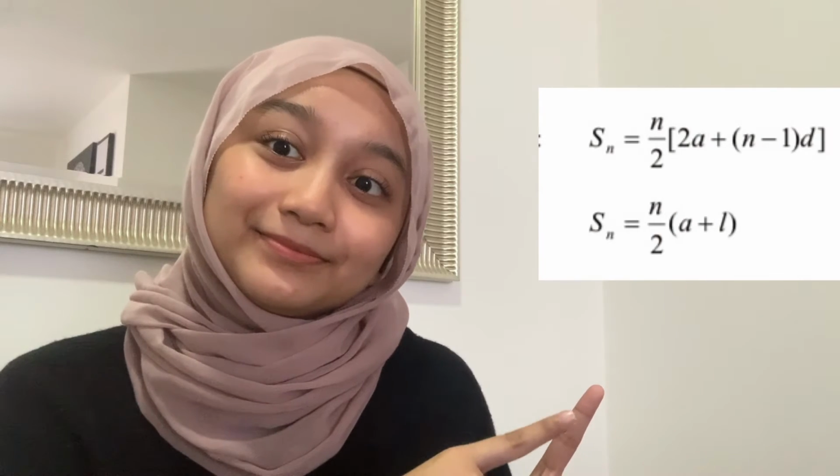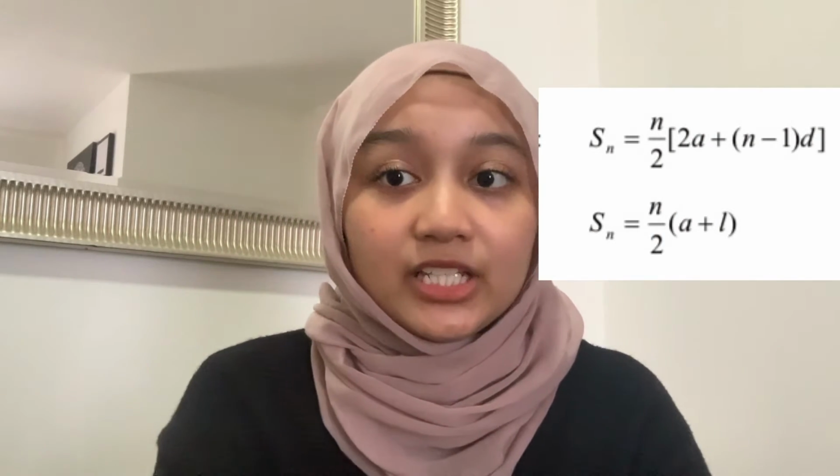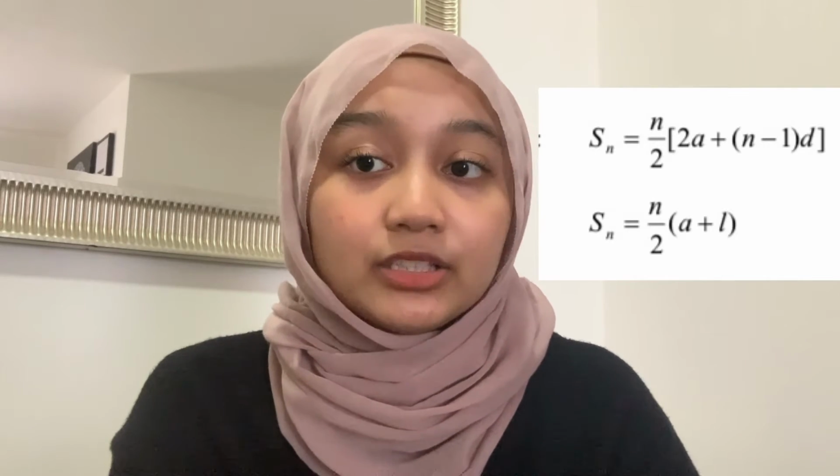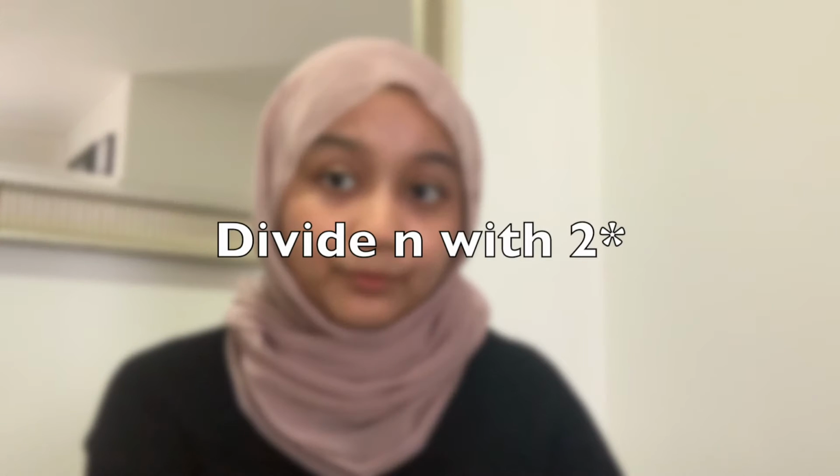And then we have a formula to find the sum of the first n term, which is this one. As you can see in the formula, to find the sum of the first n term, we need to divide the n by 2 and then times with a plus l. L in this means the last term in the sequence.